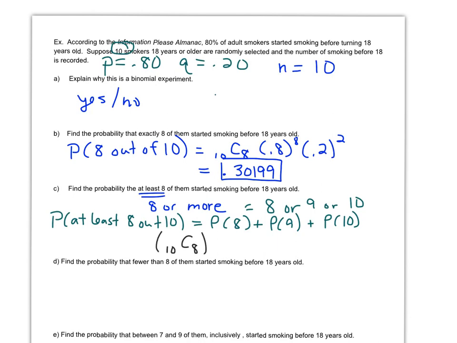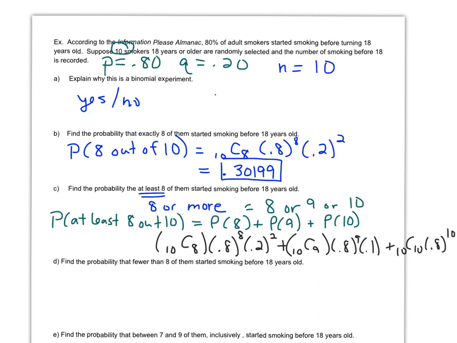10 choose 8 times 0.8 to the 8 times 0.2 to the 2. We actually have that probability. That's the first one. Plus 10 choose 9 times 0.8 to the 9 times 0.2 to the 1, plus 10 choose 10 times 0.8 to the 10. You can put 0.2 to the 0, but you really don't have to because that doesn't figure into the probability.